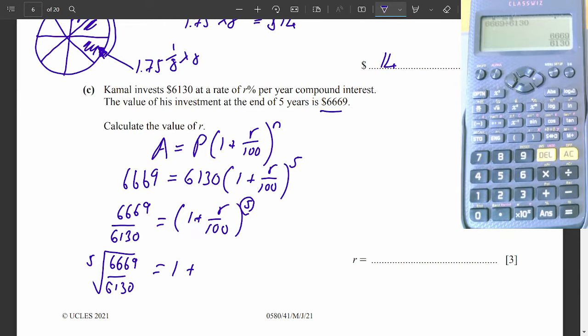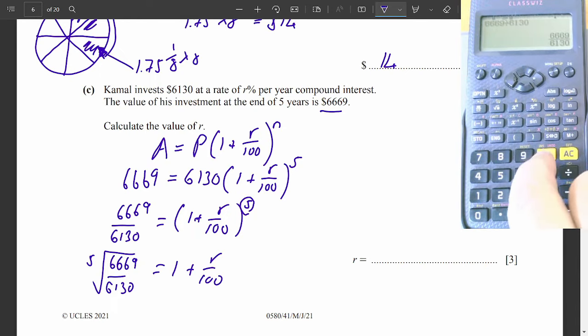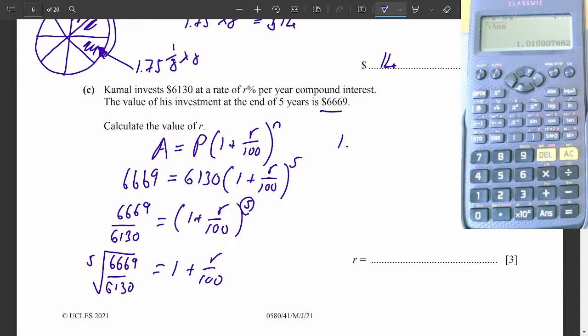We'll leave us with 1 plus R over 100. So let's do that. To do that, we do shift and this button here, which now allows us to put in the little 5 there. And inside there, I want to put my previous answer, which is 6,669 over 6,130, equals, and we get that beautiful looking 1.0169997. That should be enough decimals to be accurate. Equals to 1 plus R over 100.